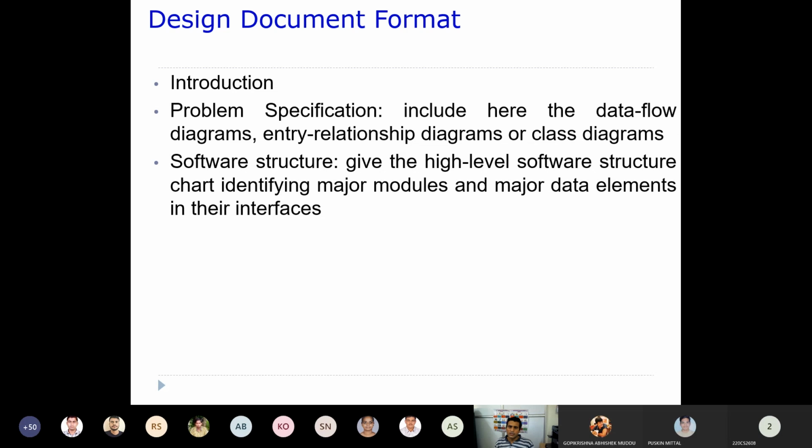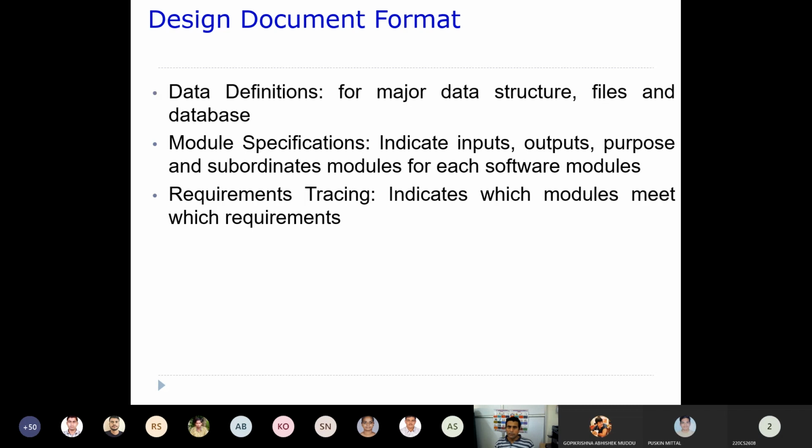So that is the software structure, which gives the high level software structure chart, identifying major modules and major data elements in their interfaces. That means you can understand easily, as I already explained. So here it will show you some structure chart. Okay, the structure chart should be explained here as part of the software structure. And data definitions for major data structures, files, databases, if at all, those things will be discussed and defined here. Their definitions should be given here.